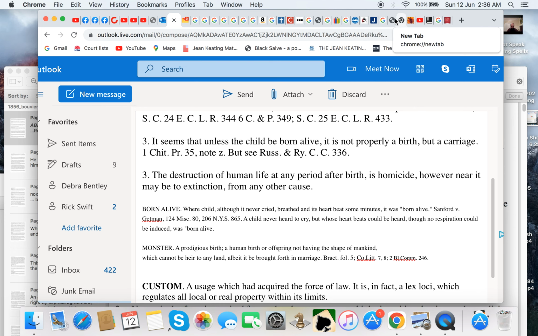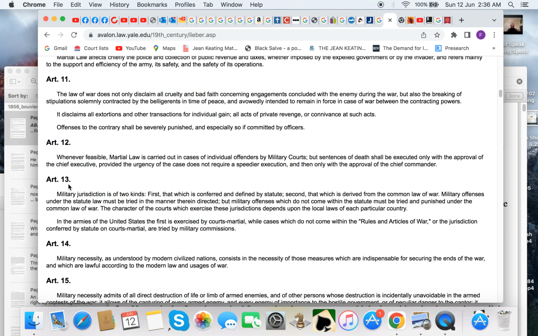Well, that doesn't sound right. Military. How can the state be military? So military law, military jurisdiction is of two kinds. First, that which is conferred and defined by statute. What? Wait, federal government operates under statute only. It's called a creature of statute. And the second is that which is derived from the common law of war.